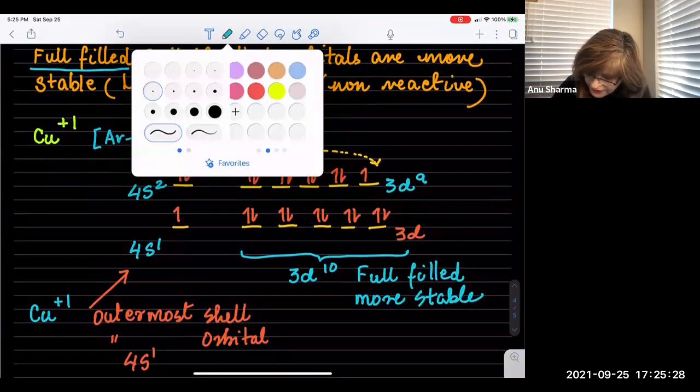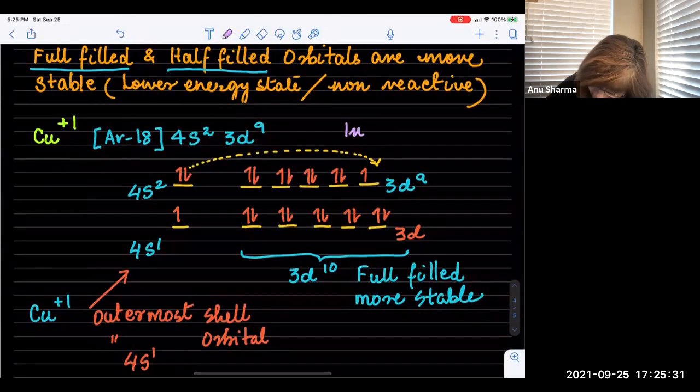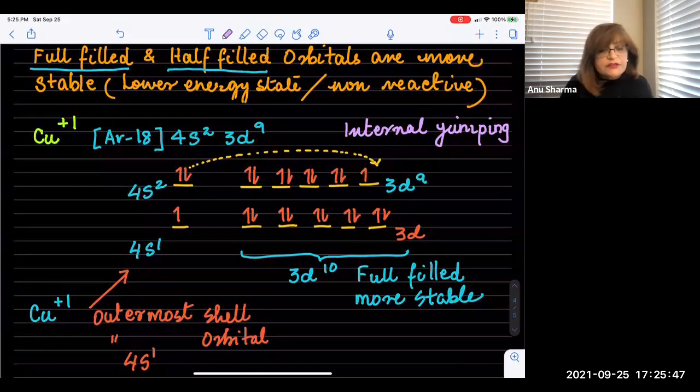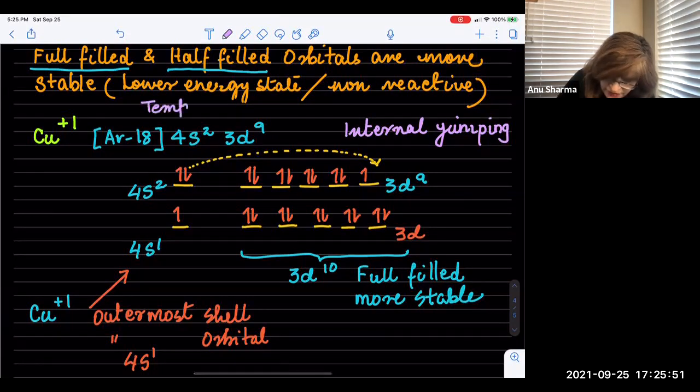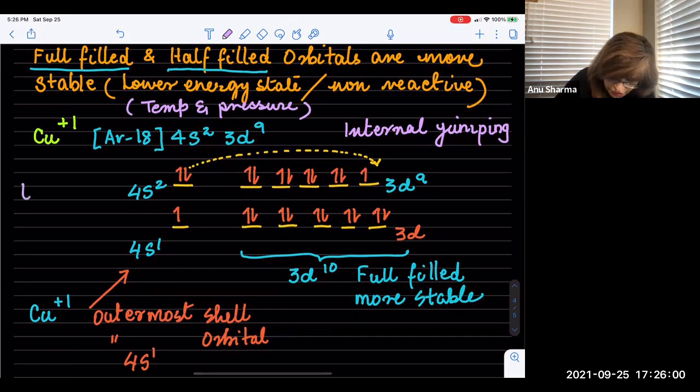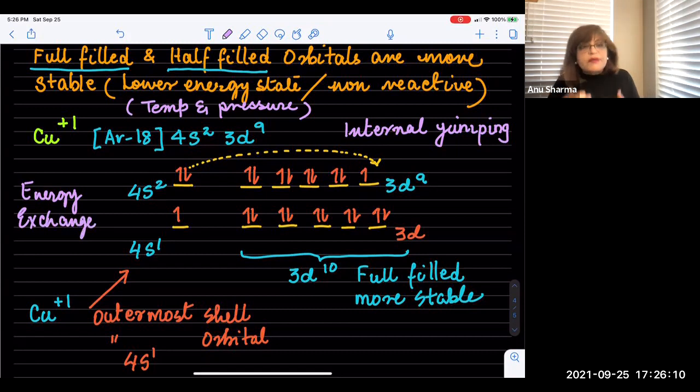So this is one scenario where this internal jumping happens. This is internal jumping of electrons from a higher energy state to a lower energy state, or lower energy to higher, all of that happens. And that happens at a specific temperature and pressure, or some kind of conditions. It could be any energy exchange, and it could simply be friction when you mix things. So whenever there is an energy exchange, or you give some energy to this atom, then this happens.